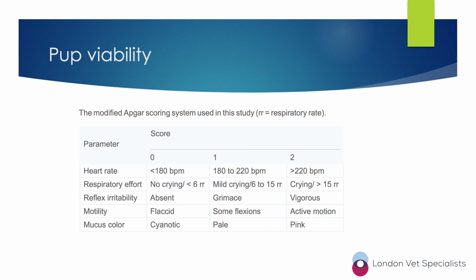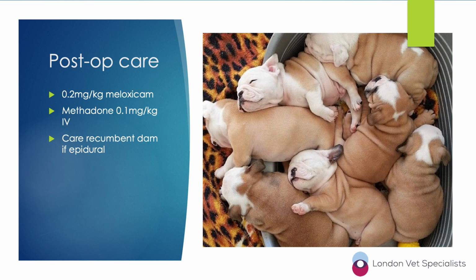Though in this paper, I think the actual survival rate of the puppies in the longer period, at 1 month, I think it was not different between propofol and alfaxalone. So as I say, once the pups are out, post-op care for the mother, you can give meloxicam or another non-steroidal, and a low dose of methadone for the analgesia. If you have done an epidural, then it's important just to be careful that she's going to be less mobile, so it's important that she doesn't lie on any of the pups or anything like that. So just keep a very close eye in the post-op period.